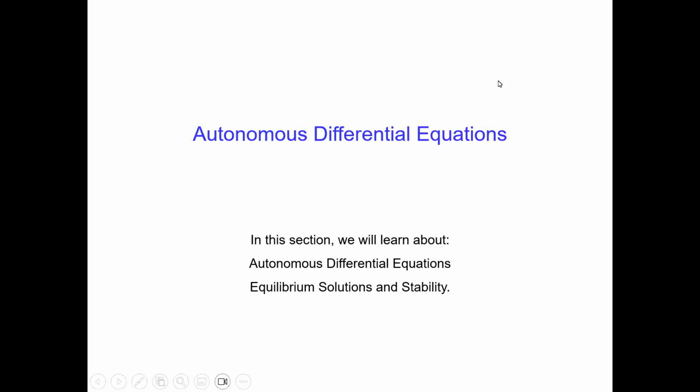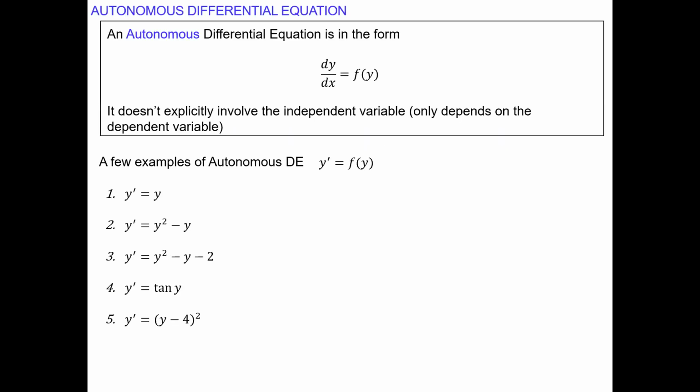Hello. In this section, I will talk about the autonomous differential equations. So let's see. I have the definition first. An autonomous differential equation has the form dy/dx equals f of y. And we may notice this equation doesn't explicitly involve the independent variable x, only the dependent variable y. So that's the form of the autonomous differential equation.